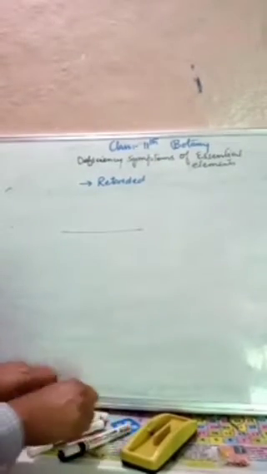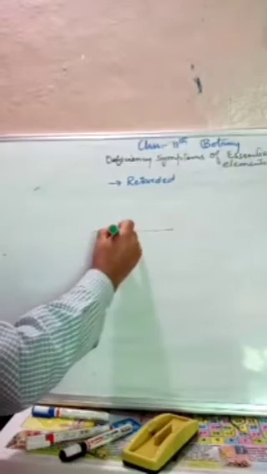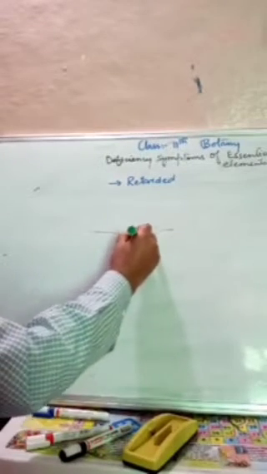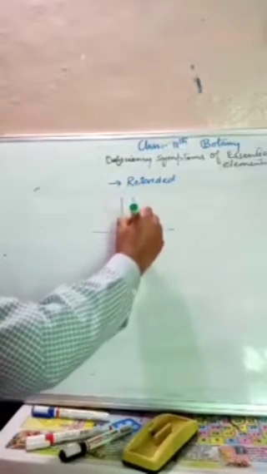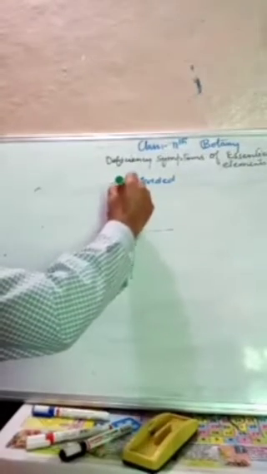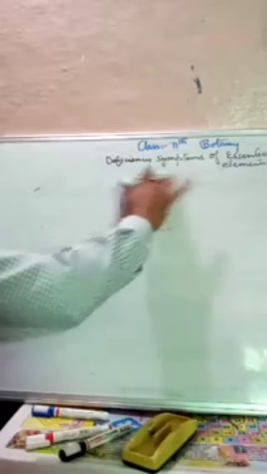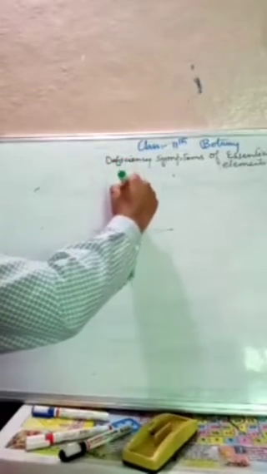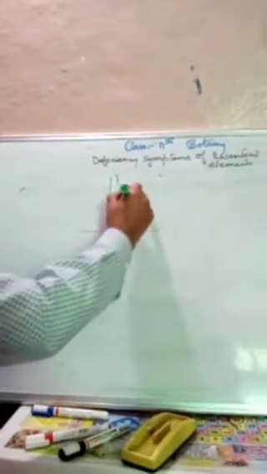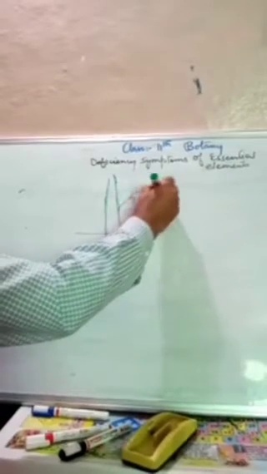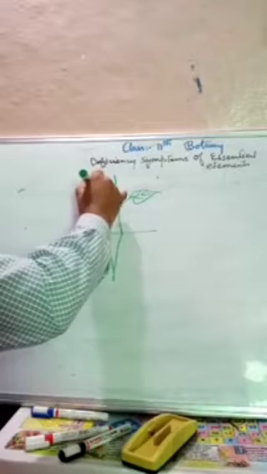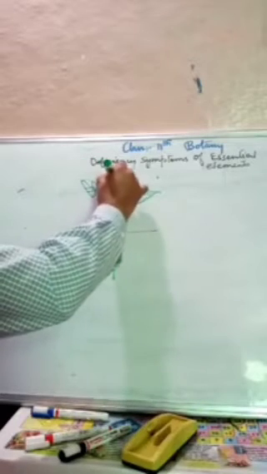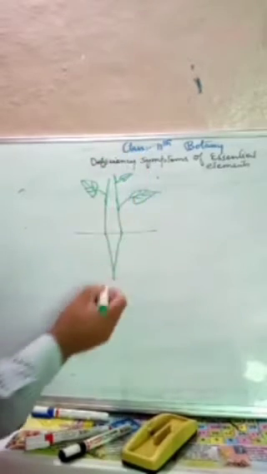This is the soil layer. This is the underground part of the plant, and this is the upper ground part of this plant. Here we will see the leaves. These are older leaves. This is the acropetal direction. These are the leaves, and now these are the young leaves.